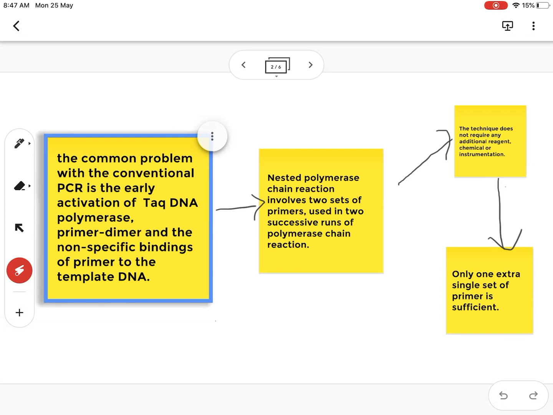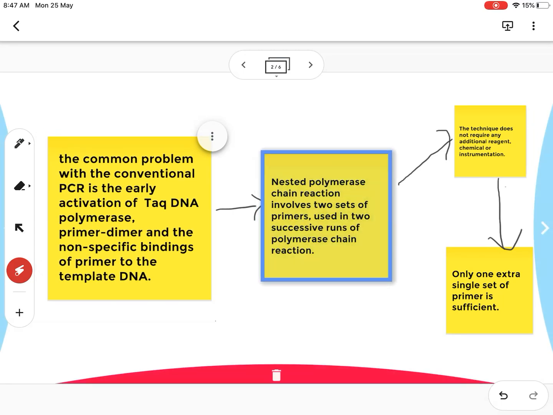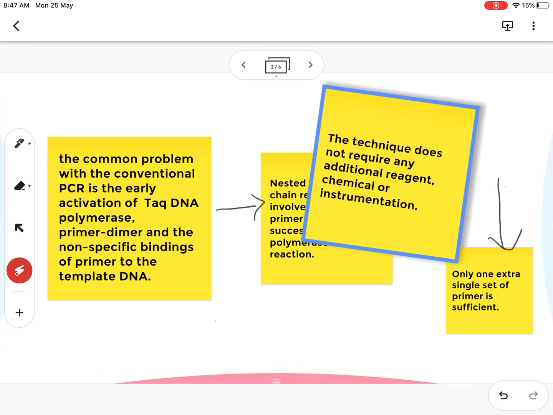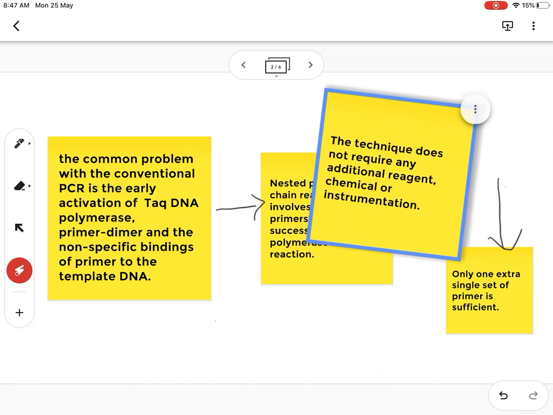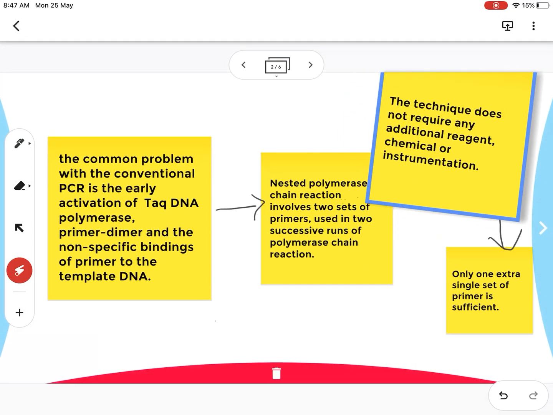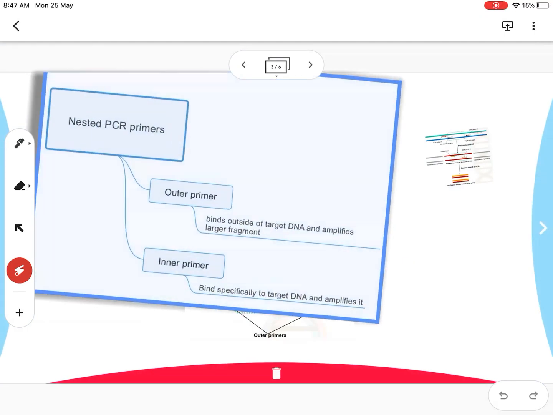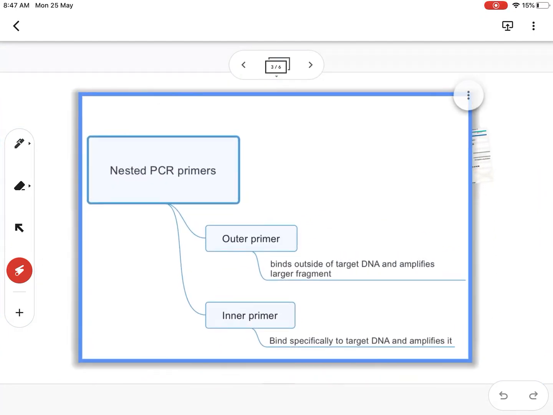So it is a simple modification of the native PCR technique and it tries to overcome the problem associated with non-specific binding. The technique does not require any additional reagent, chemicals or instruments. It just requires an additional set of primers. So one thing is clear, that two primers are essential in nested PCR. These primers are designated as outer primer and inner primer.